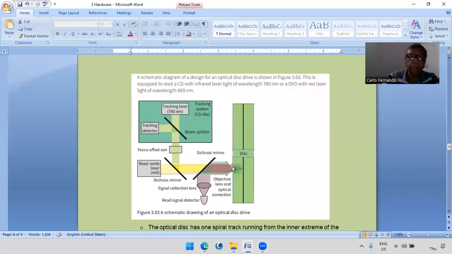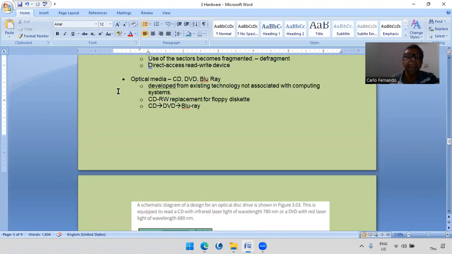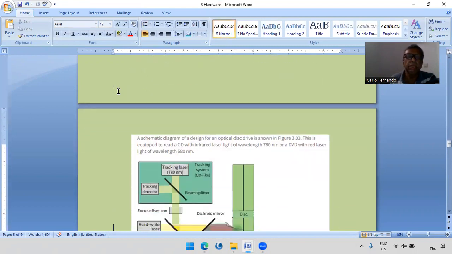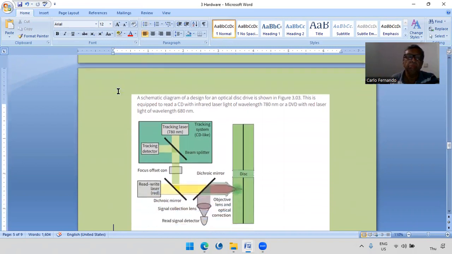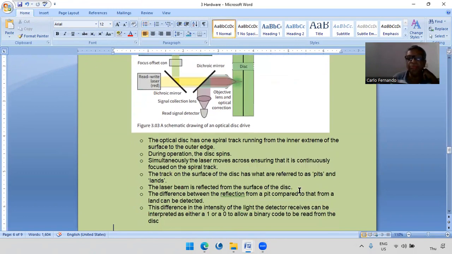Here is a diagram, a schematic drawing of an optical disk drive. There are technical details there. You don't have to worry if you can't remember these things. Just read it, and then there's a tracking system, and the mirrors are there like that. If you have a rough idea, that will be enough.